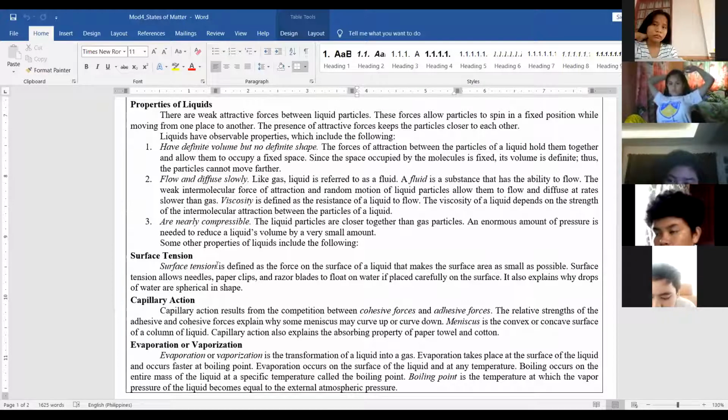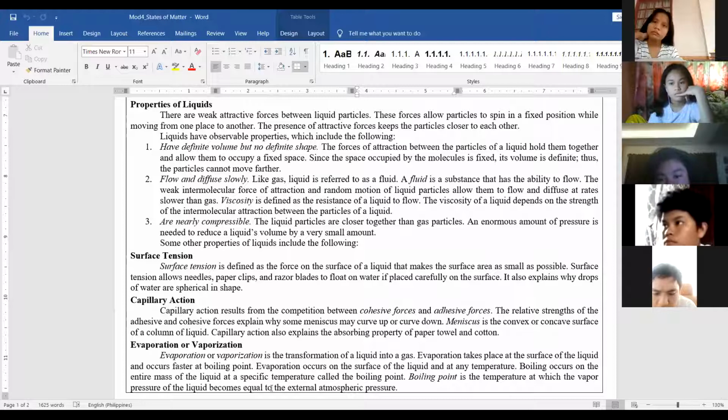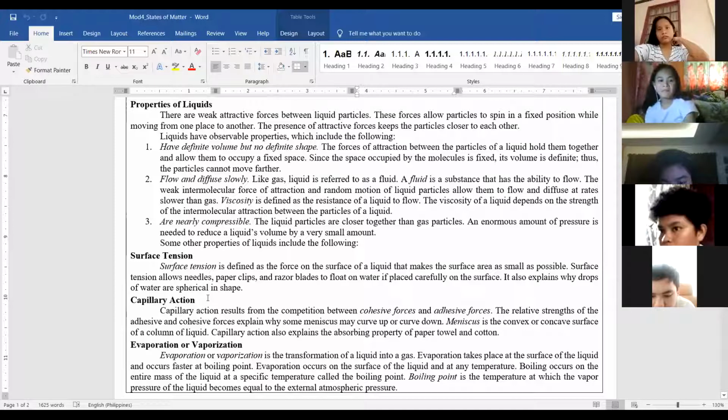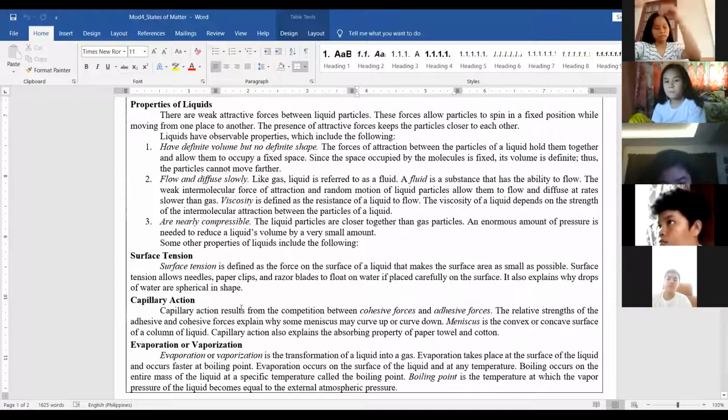You're familiar with the Jesus lizard? It's a lizard that walks on top of the water, but it's actually not walking like normal walking. They step in a fast manner so that they can run on top of the water. The idea there is because of the surface tension. Capillary action, on the other hand, is the adhesive and cohesive forces on the particles of water.